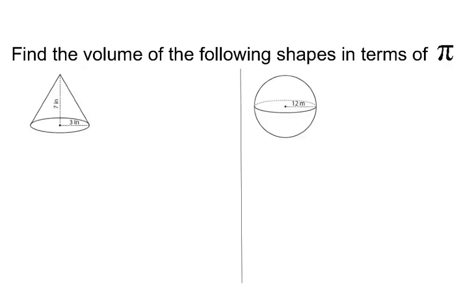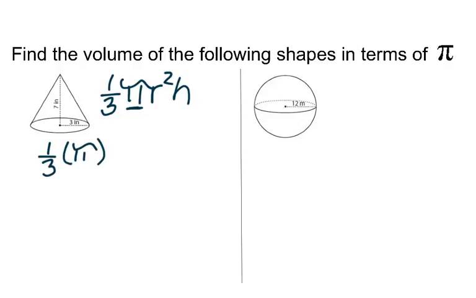Let's look at the cone. If I go back and look, I know that my formula for the cone, for finding the volume of a cone, is 1/3 times pi times radius squared times height. I'm going to plug everything in except the number for 3.14. So here's what it would look like. 1/3 times pi times 3 squared times 7.